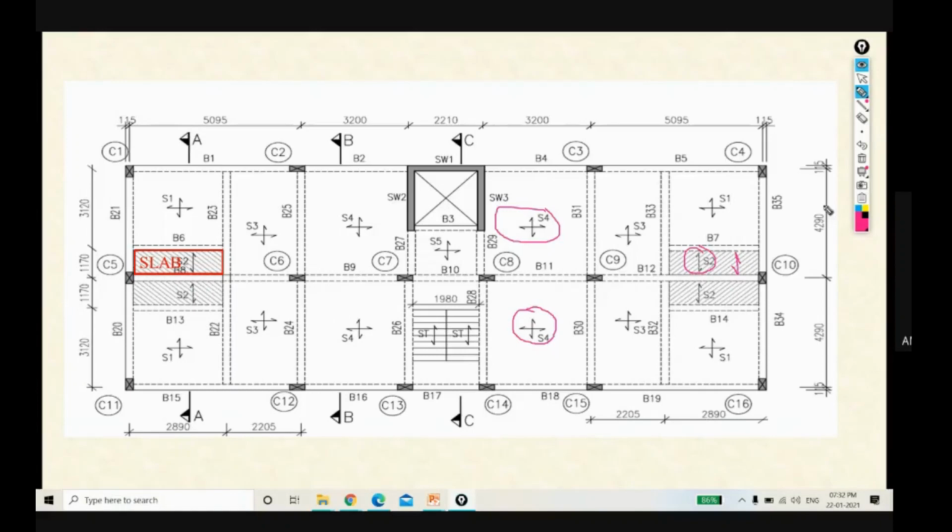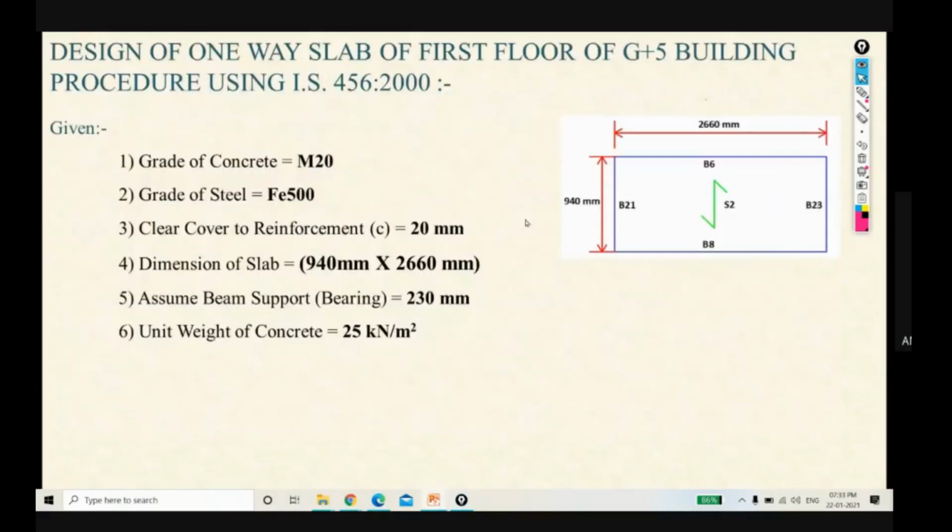For today's design purpose, we have taken this slab, and this slab we will design. This is WC. For WC we will design a one way slab, and all other slabs are two way slabs, which we will see in the next slide. So we will proceed with the one way slab: design of one way slab of the first floor of a G+5 building, using the IS 456:2000 procedure.